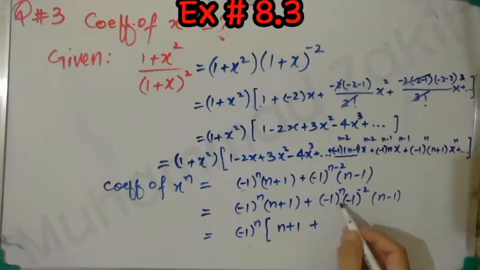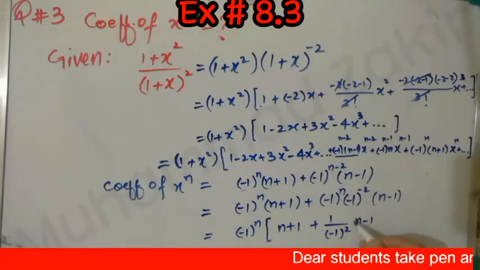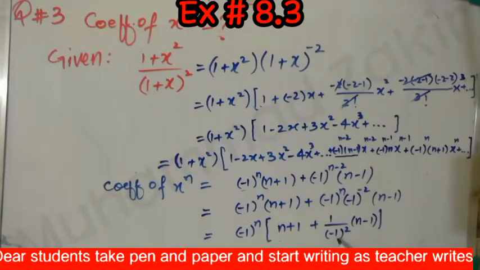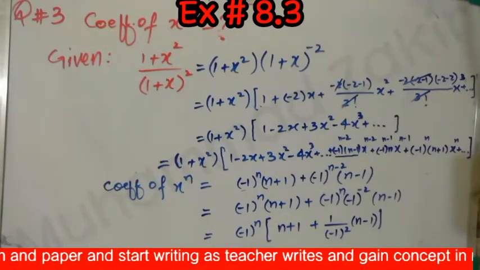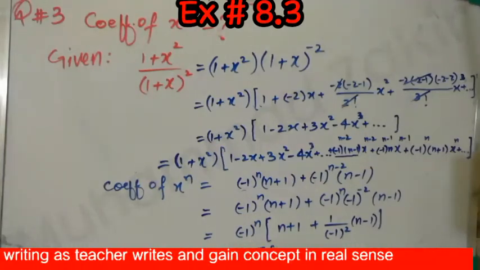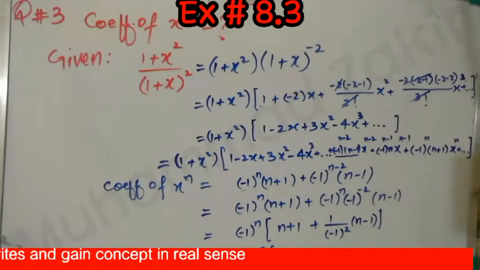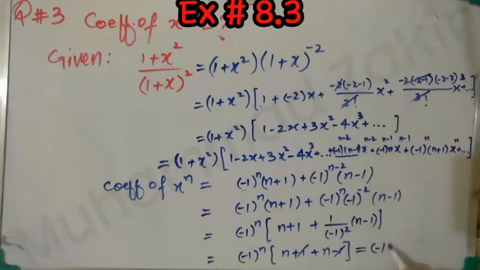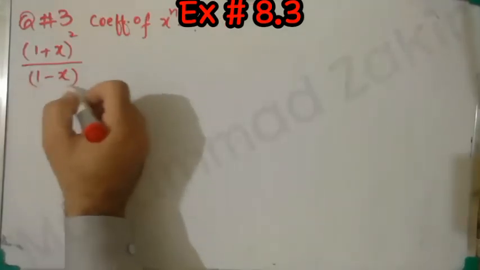This is shifted out; it can be shown in the denominator. Minus 1 square, n minus 1 will be here. It becomes positive, minus 1 square will be plus 1, and minus 1 power n, n plus 1 plus n minus 1. This is cancelled and it will be 2n. So minus 1 power n, 2n is the coefficient of xn. Answer. Minus x square. What is it equal to?